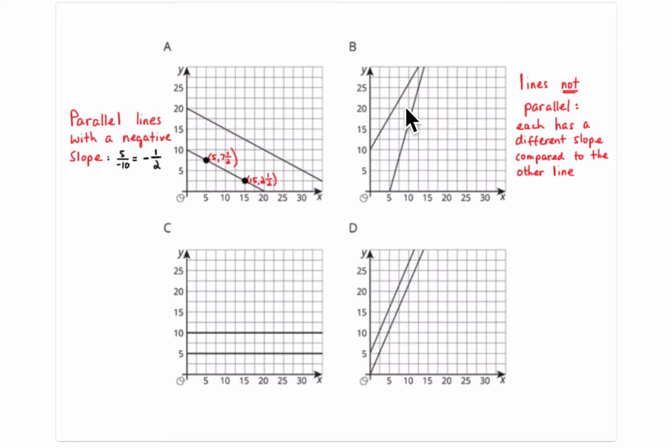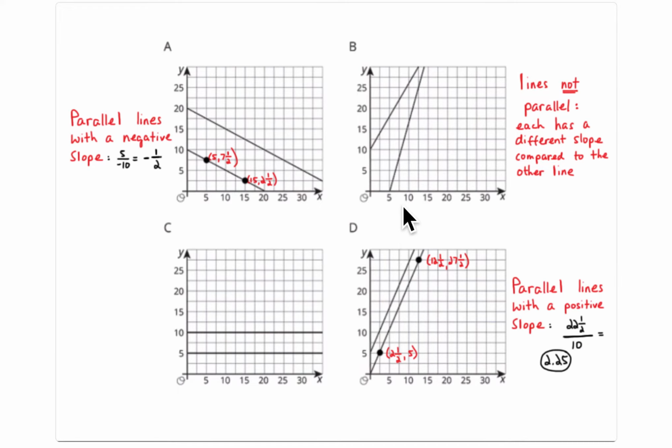B, neither of these lines are parallel. So you look at the other 3 pairs, they all are parallel lines. And they both have, even though they're not parallel, they both have positive slopes. So they're moving from the lower left to the upper right. But the point is that the lines are not parallel to each other, meaning that they each have a different slope compared to the other line.